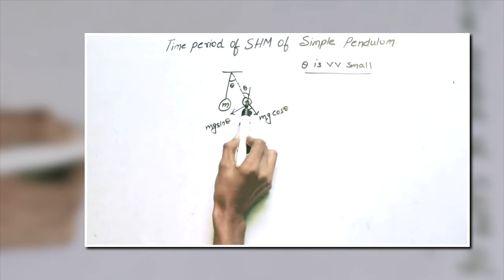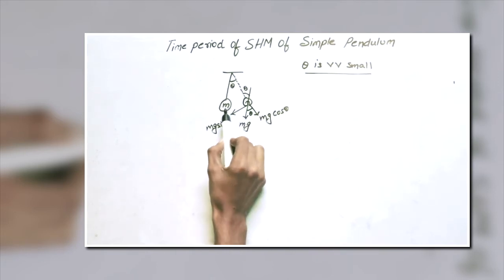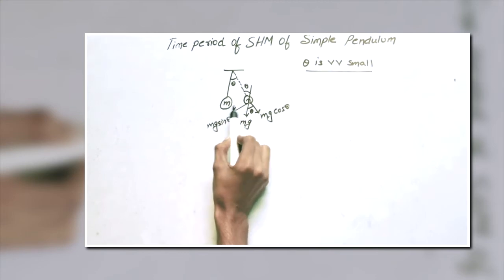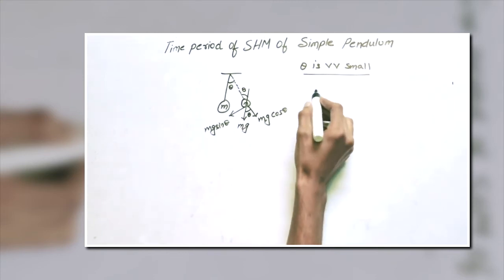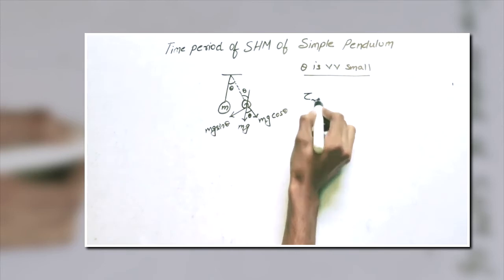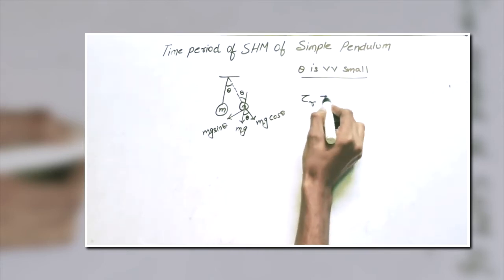Now when you have displaced this, you will have a restoring torque acting, which will try to bring this bob back to its mean position. So you will have a restoring torque.